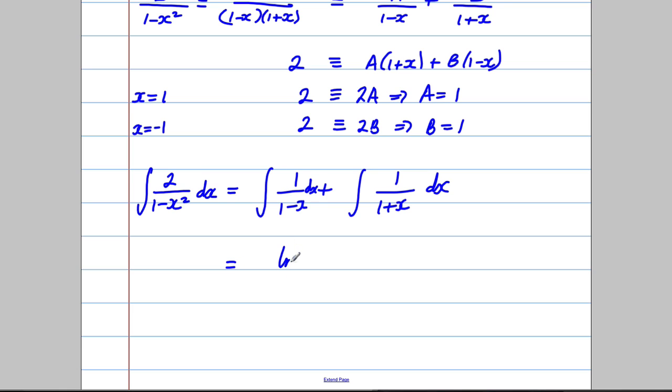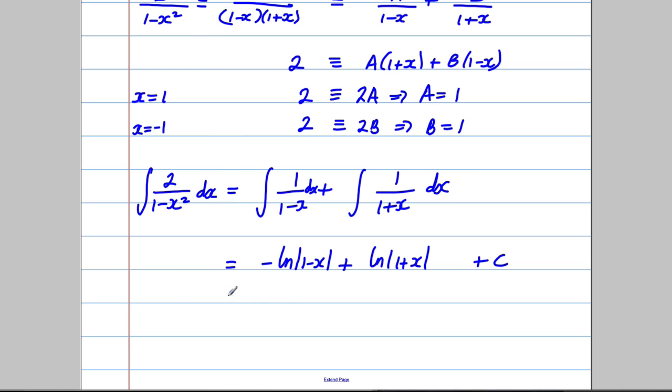And what does this thing here integrate to? Well, it would integrate to ln of 1 subtract x. Now, if I differentiated this, I would have got negative 1 over 1 subtract x. But I want positive, so I must divide by the negative 1 here, make that negative, plus the natural logarithm of 1 plus x, plus constant. Okay, and that's fine like that.